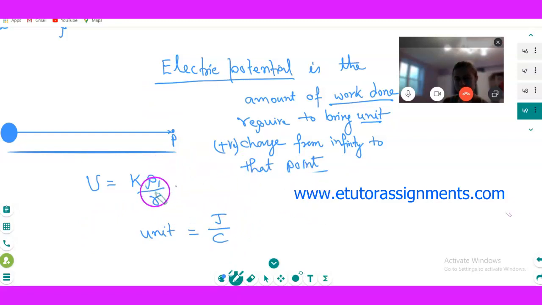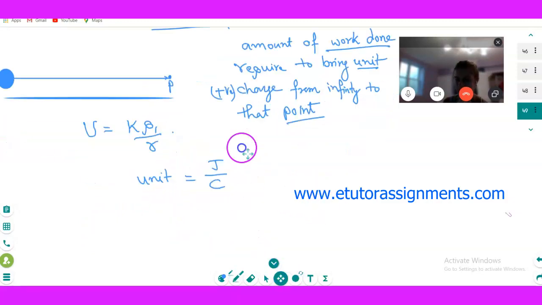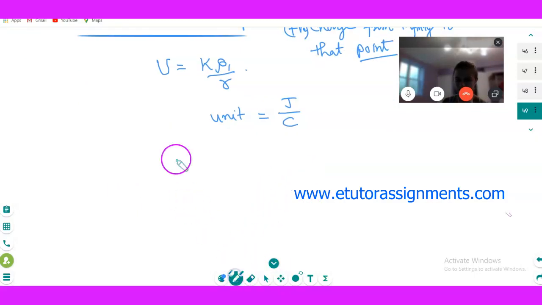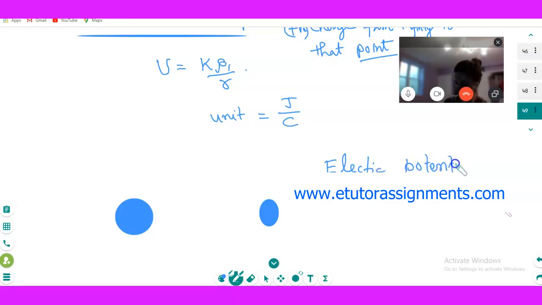Now suppose there are two charges. In the case of earth we have taken two masses, am I right? Now M1, M2. In this case, what is the gravitational potential energy? See, potential includes energy. In this case, what happened? Electric potential energy. See, so similar.